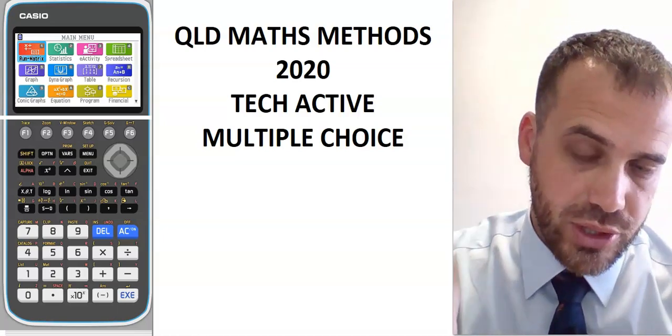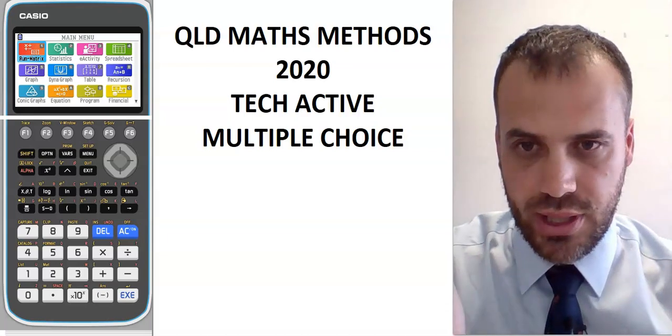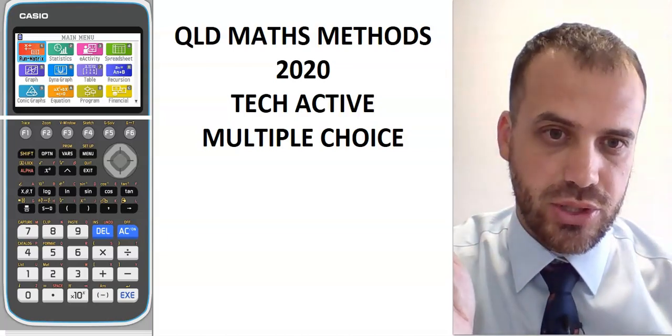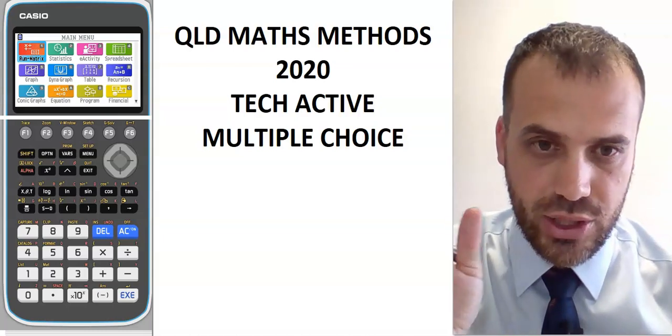This one we're looking at the first ever Queensland Math Methods Tech Active Multiple Choice exam. So you've got 10 questions to solve here. You've got full access to a graphics calculator. I'm using the Casio over here.